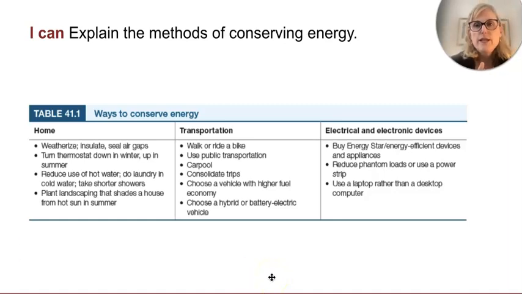Okay, ways to conserve energy. You have this chart on your study guide, so make sure that you summarize it. If you want to summarize in just a few words, you can do that. If you want to write them word for word, you can do that. But pause the video and take a few minutes to do this.